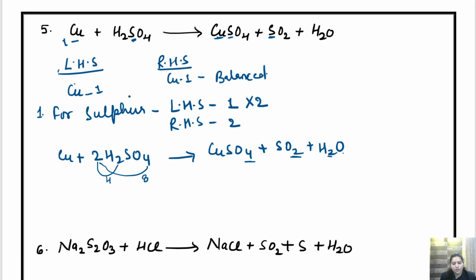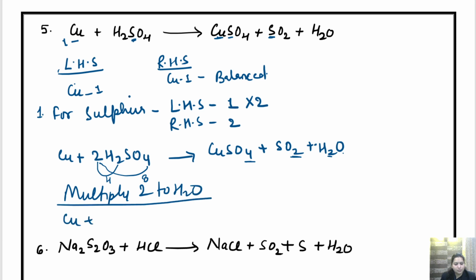Okay? So what we are going to do? We will add 2 to water. Multiply 2 to H2O. तो क्या हो जाएगा? Cu plus 2H2SO4 will give you CuSO4 plus SO2 plus 2H2O. So let's see, is it a balanced equation?